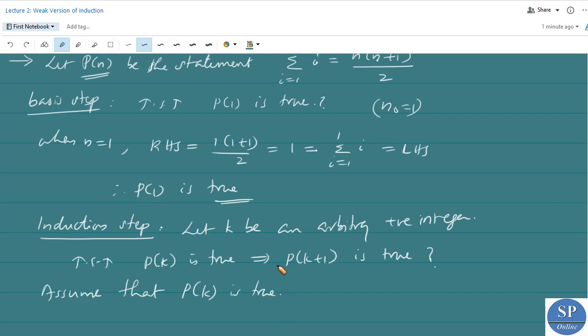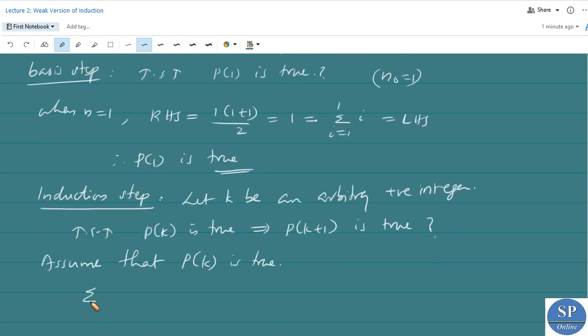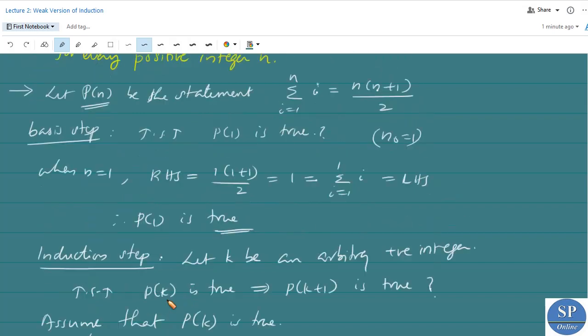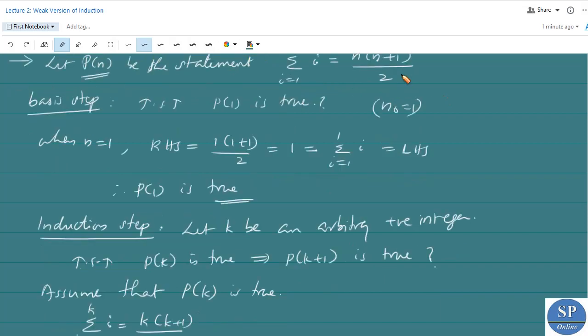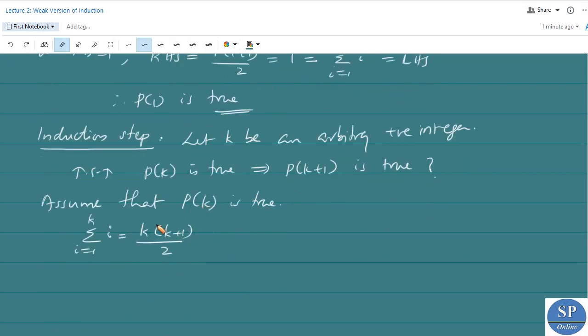That is, P of k is true means summation i from 1 to k, i is equal to k into k plus 1 divided by 2, because we have P of n as this statement: summation i from 1 to n, i is equal to n into n plus 1 divided by 2, that is 1 plus 2 plus 3 plus etc. up to n is equal to n into n plus 1 divided by 2. So assuming P of k is true, we have summation i from 1 to k, i is equal to k into k plus 1 by 2, that is 1 plus 2 plus 3 plus etc. up to k is equal to k into k plus 1 divided by 2. So we are assuming this.